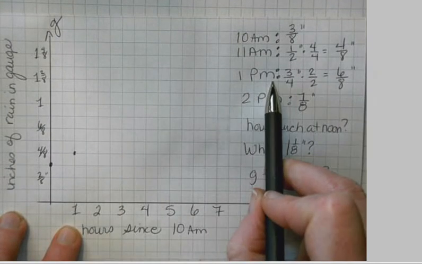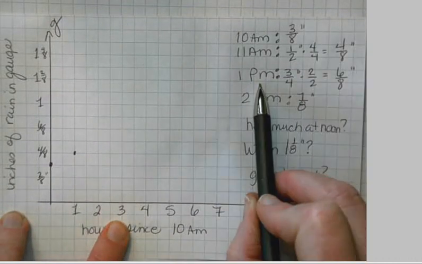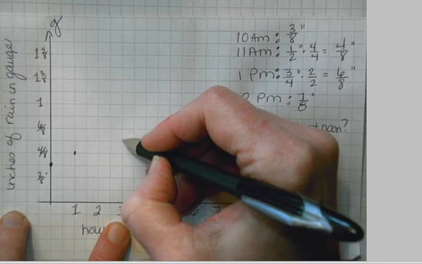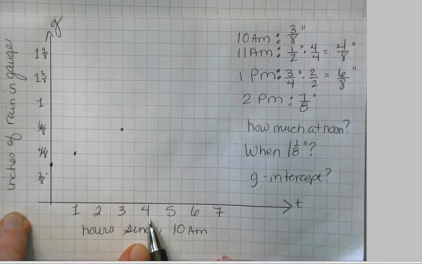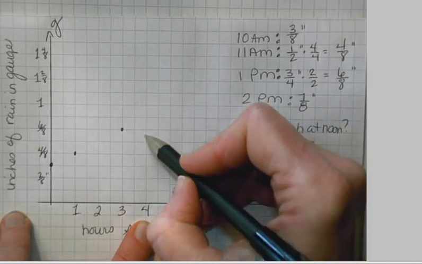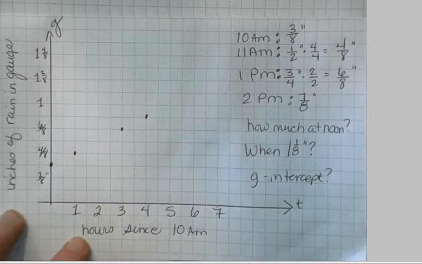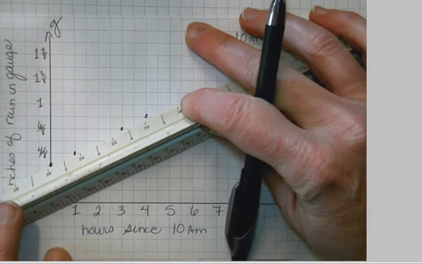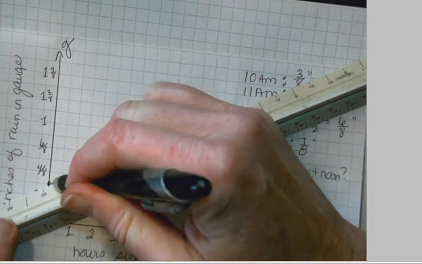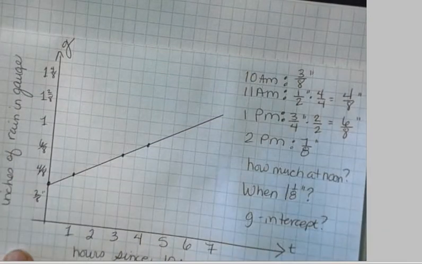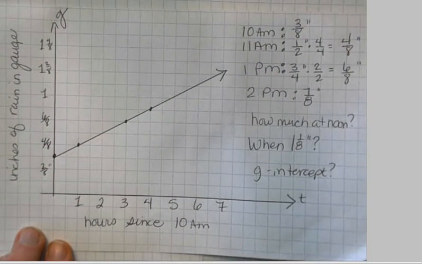Now we jump up to 1 p.m., and 1 p.m. is 3 hours since 10 a.m. At 1 p.m., it was at 6/8 inch, so we're going to go up here to 6/8. And then finally at 2 p.m., that would be 4 hours since 10 a.m. At 4, we would want to go ahead and put that down as 7/8. So those are my data points. And we're going to use our straight edge here to create our nice little linear model, because we can see those points all fall in a nice straight line. We're going to go ahead and get those pieces in place. And now that we've done that, we can start answering some questions.